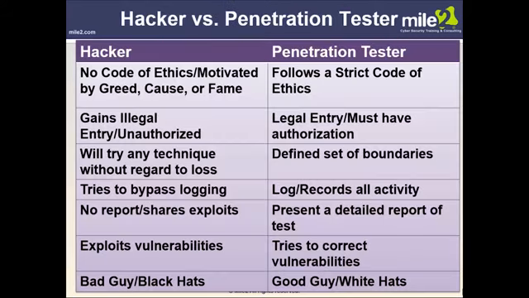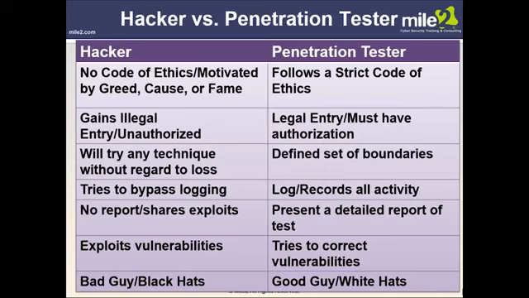All right, so let's take a real quick peek at the hacker versus a penetration tester. Now, the hacker here would be considered the black hat hacker, and the penetration tester here would be the white hat hacker, also known as the security analyst, right? So when it comes down to it, there's no code of ethics, motivated by greed, cause, or fame, depending on what type of hacker it is, right?